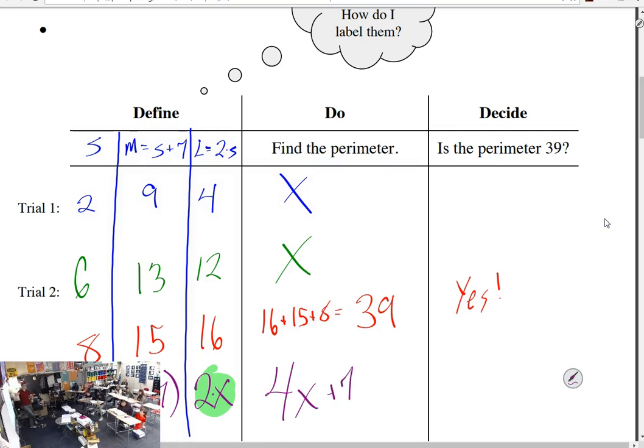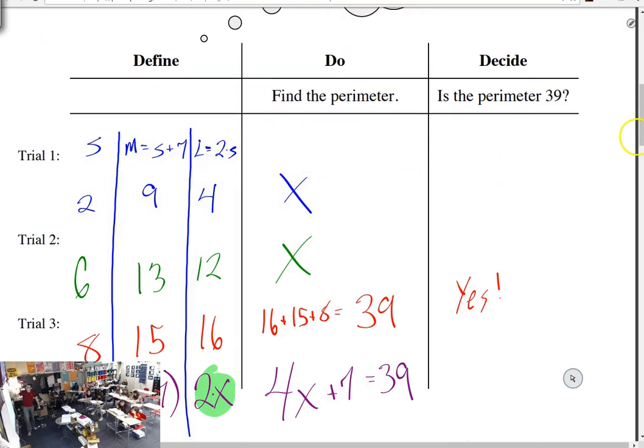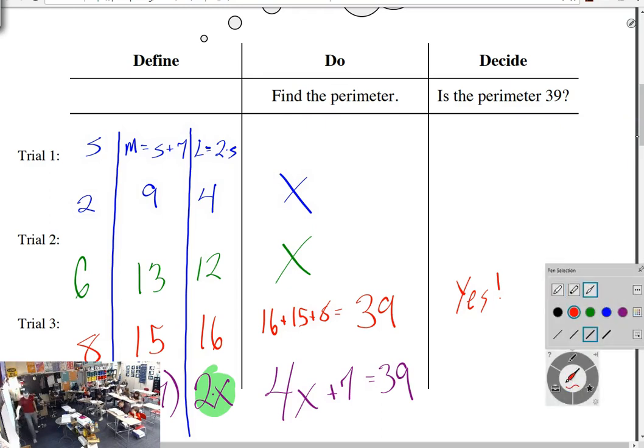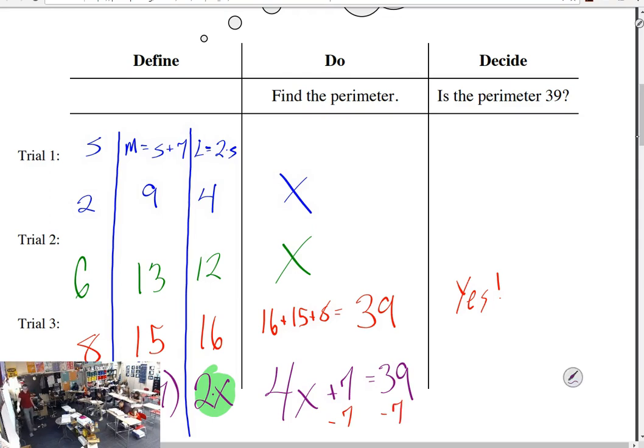Now, instead of us answering whether the perimeter is 39, we would make it 39, right? Who remembers how we solve this situation? Alex? We take away 7 from both sides. Because we can. So we show it. Please make sure you show it. Now, I would work vertically, but I can't move my stuff. So now we would have 4x equal to 32.